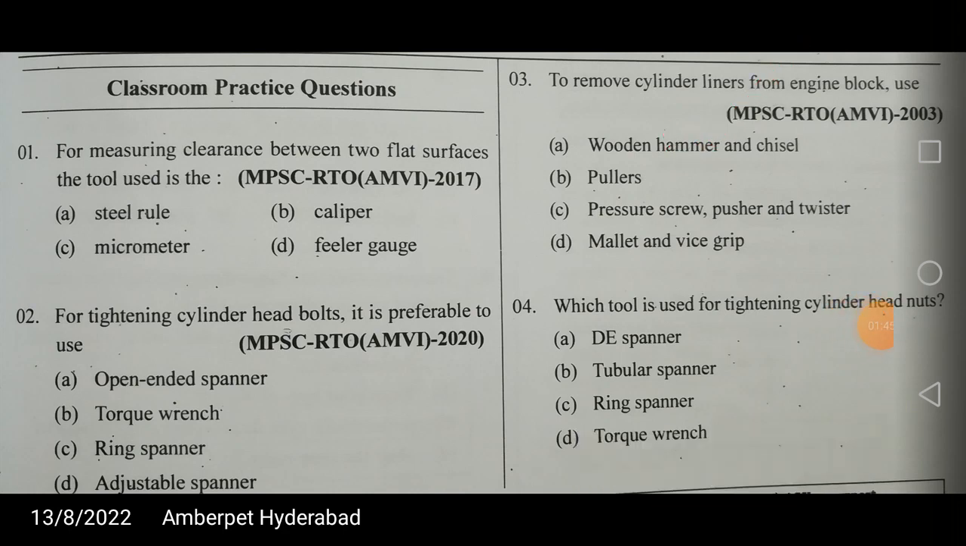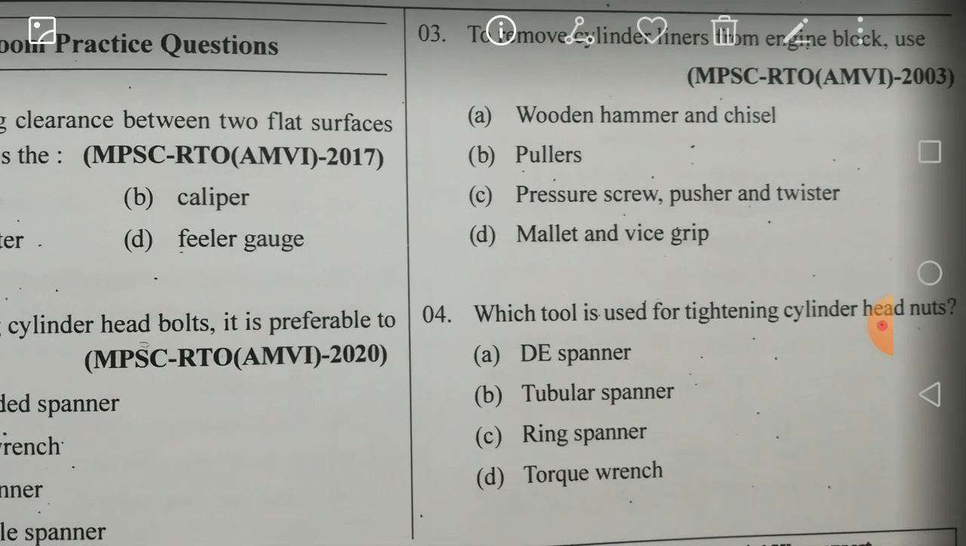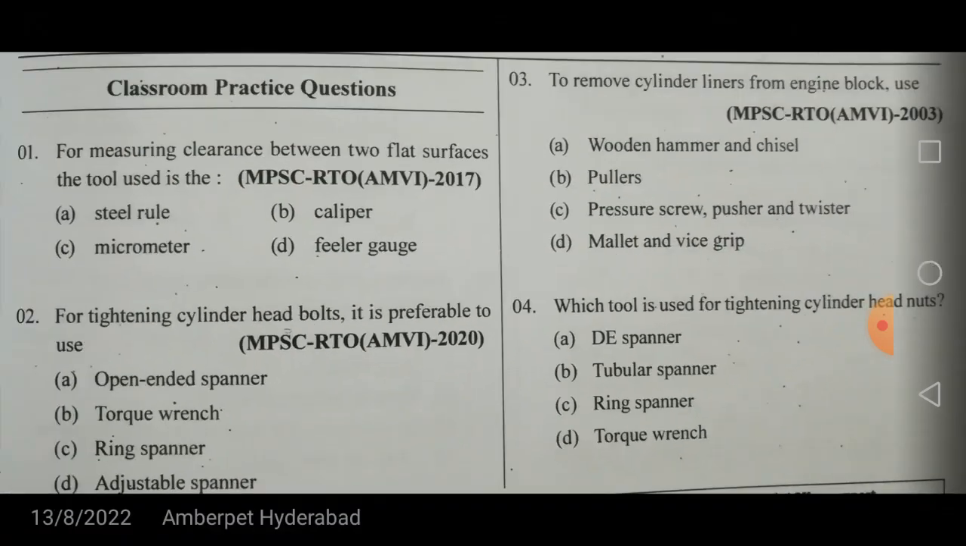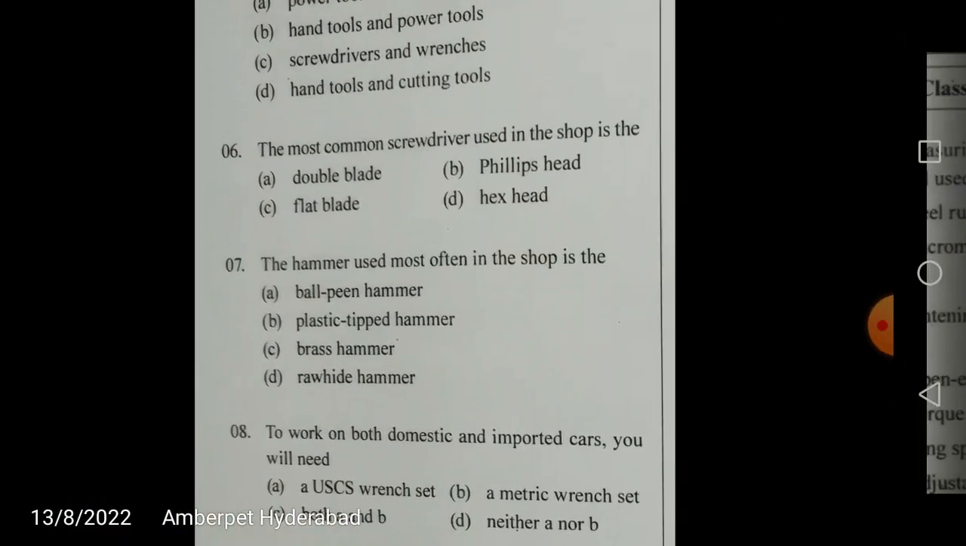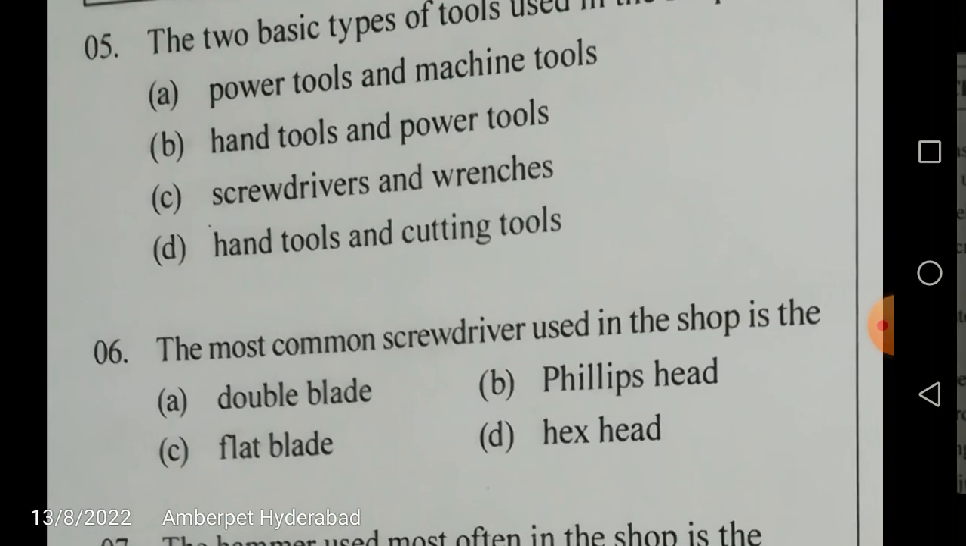Next, which tool is used for tightening cylinder head nuts? This is basically the torque wrench. Once again, we have to use the torque wrench for applying the minimum torque required for doing the operation, that is, when you are tightening the cylinder head nuts. Okay, friends. So next, the next question is like this.